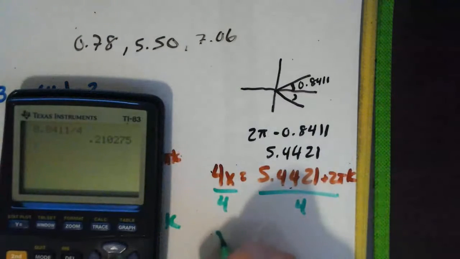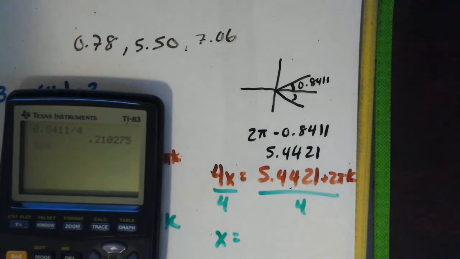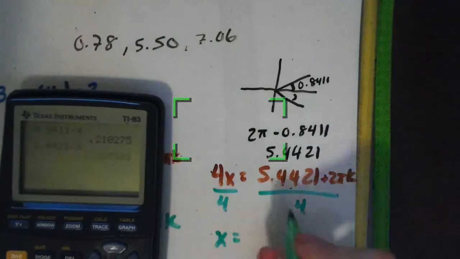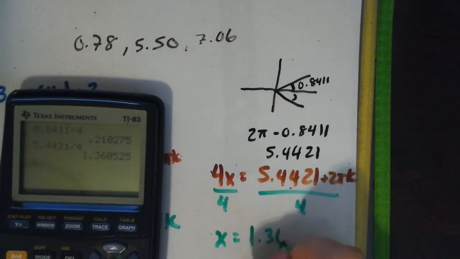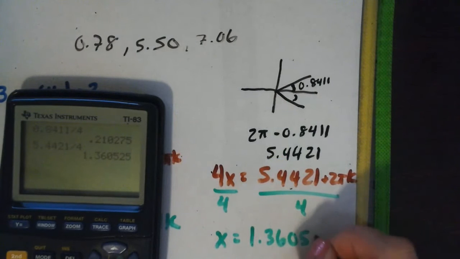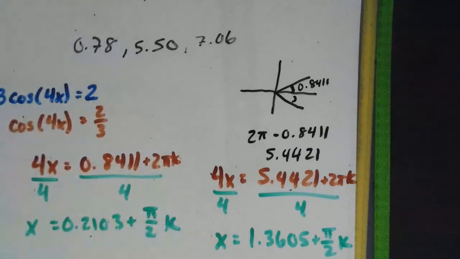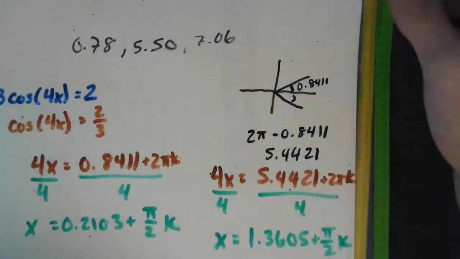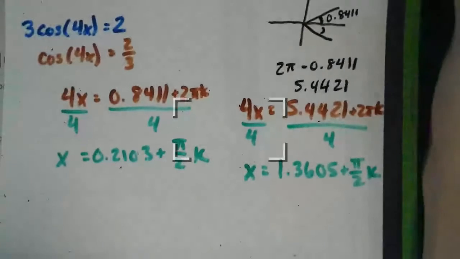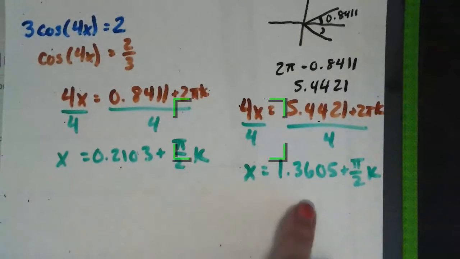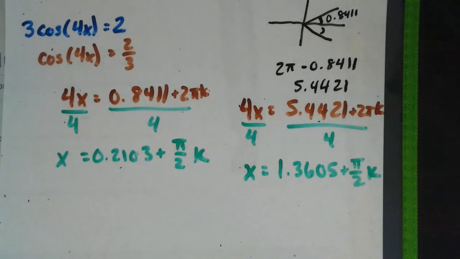Going to do the same thing over here. We get x is equal to 5.4421 divided by 4, which is 1.3605, plus pi over 2 k. So we have our general solutions. Every solution will be in one of these forms.